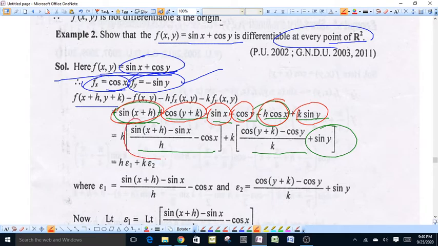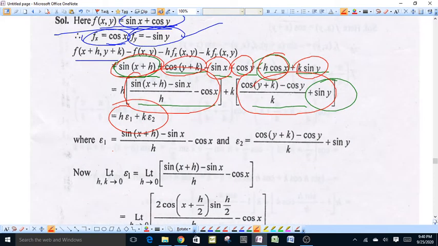Suppose the first bracket is equal to epsilon 1 and the second is equal to epsilon 2. Then f(x+h, y+k) minus f(x,y) minus h f_x(x,y) minus k times the partial derivative of f with respect to y is equal to h epsilon 1 plus k epsilon 2, where epsilon 1 is equal to sin(x+h) minus sin x upon h minus cos x, and epsilon 2 is equal to cos(y+k) minus cos y upon k plus sin y.